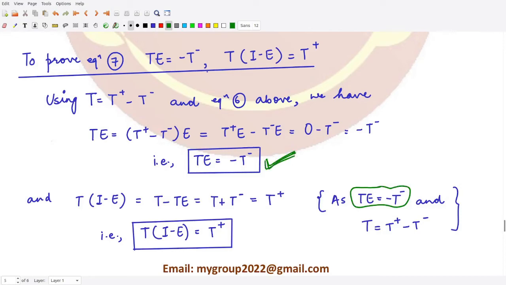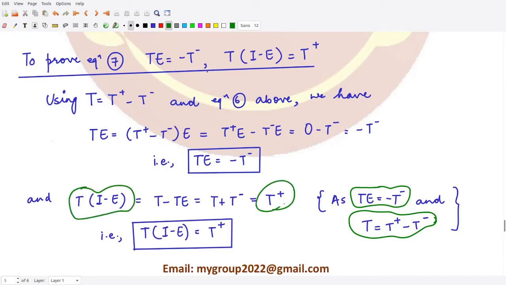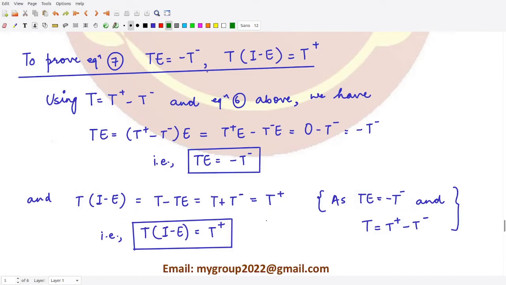And moreover, you could write this T minus TE as T negative. We also know this T is T positive minus T negative according to the definition. So you could write this T plus T negative as T positive. So all in all, we obtain T(I minus E) as equal to T positive. Using this, we obtain the second result for this equation also. So this is the proof for equation 7.